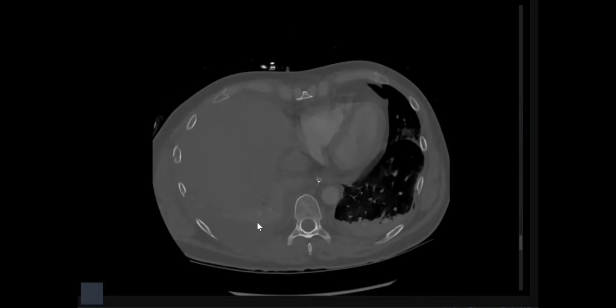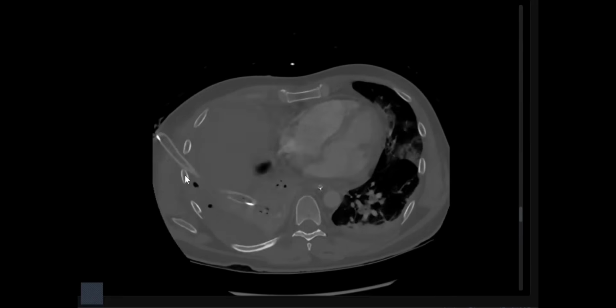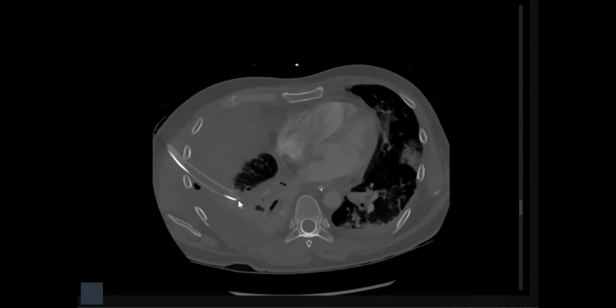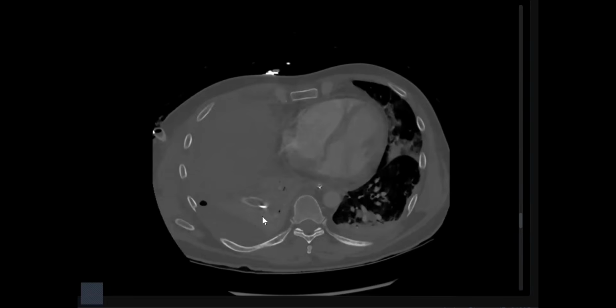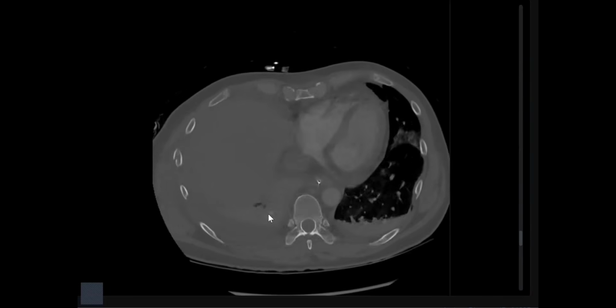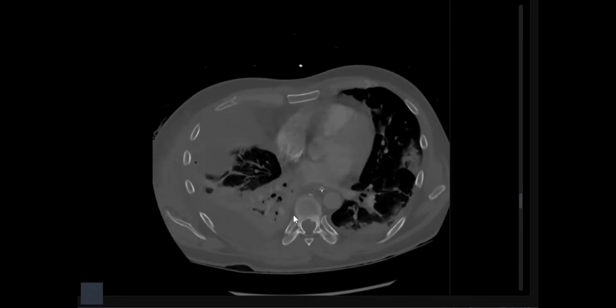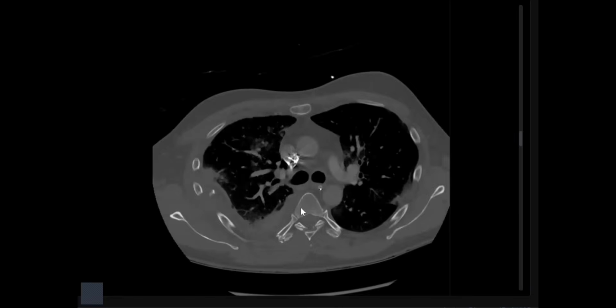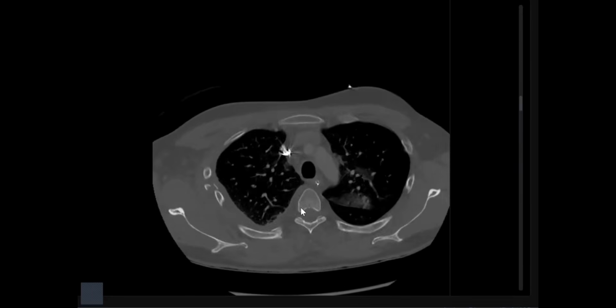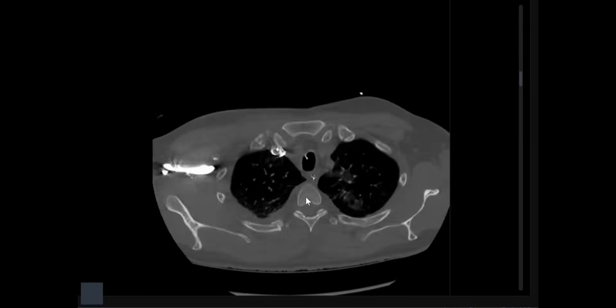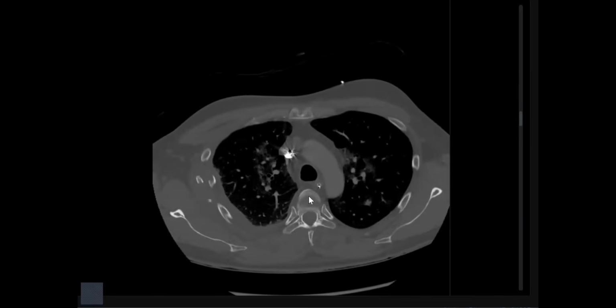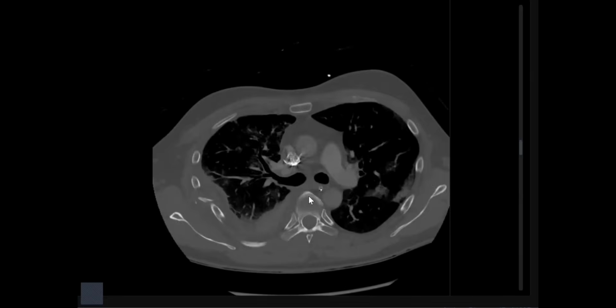There is an ICD, intercostal drain, seen with its tip likely in the pleural space. Bilateral pleural effusion, with minimal effusion on the left side, with multifocal parenchymal contusion. However, I would like to see a lung window also.